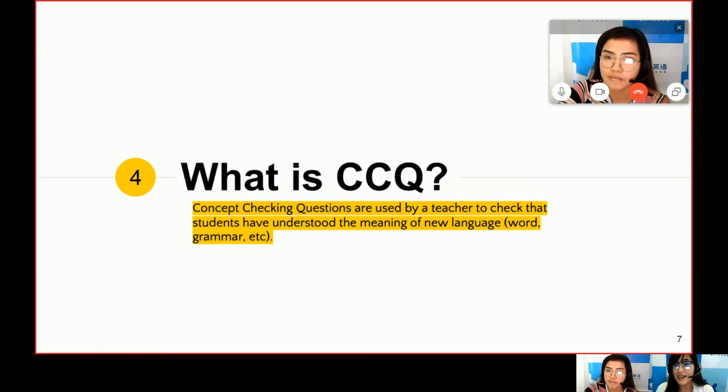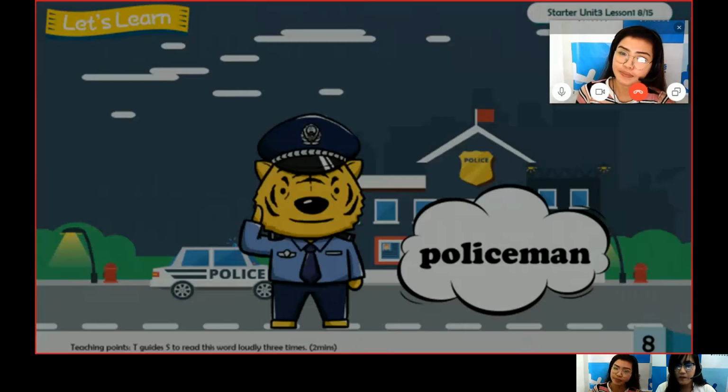It has a black and a white. The student will say it's a zebra, teacher, zebra. So you check comprehension, if they understand.